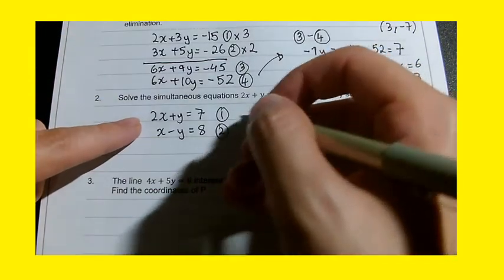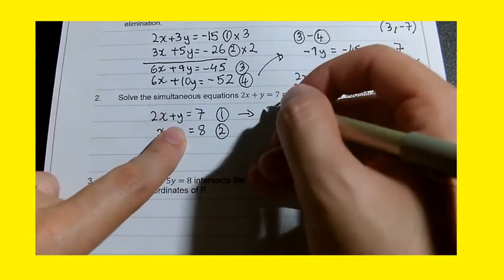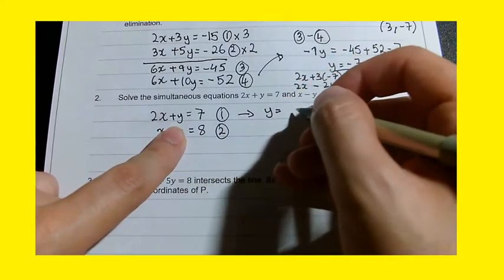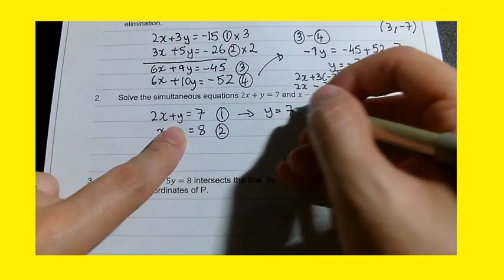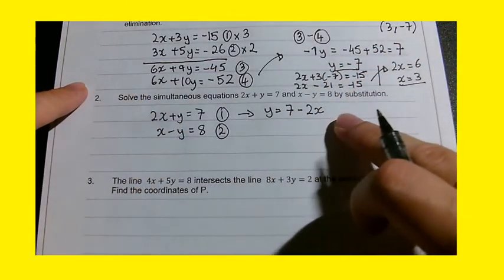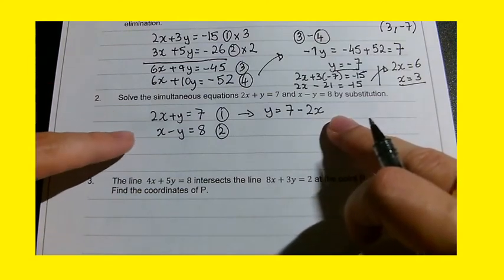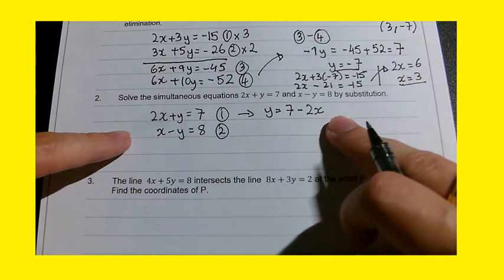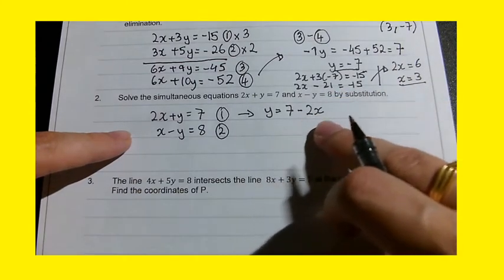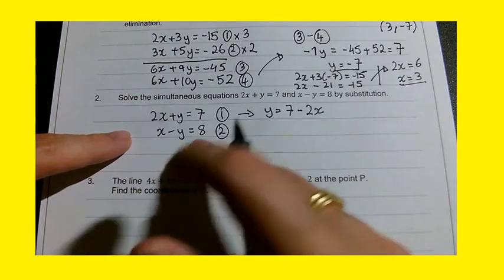So I'm going to make y the subject from equation 1, so it's y equals 7 minus 2x. Now once I've got that, I can substitute that into the next equation wherever I see a y. So this 7 minus 2x can replace any y in here, and the benefit of that is as follows.